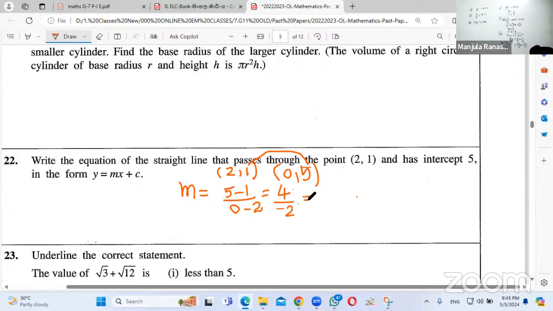Then what is the answer? Negative 2 is the gradient. 4 divided by 2 means 2, negative 2. So m is negative 2. Then c given 5. So just write the equation y equal m. Instead of m you write negative 2, x plus c is 5, plus 5. Hands up those who got the answer.